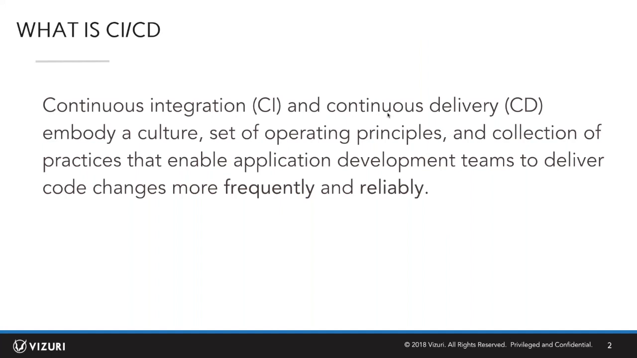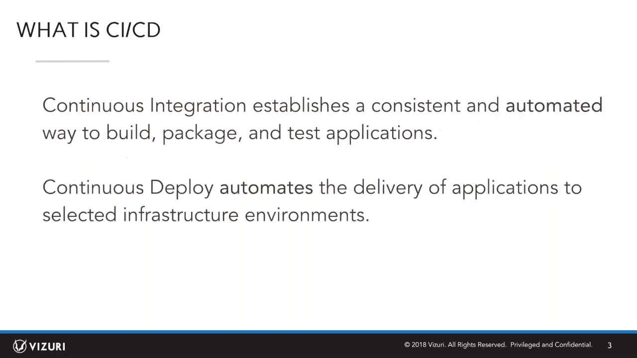So first, let's take a look at what is CI/CD. Continuous integration and continuous delivery, it's a culture, it's a set of principles and collection of practices that enable application development teams to deliver code changes more frequently and reliably. Those last two words, frequently and reliably, are really what we're trying to achieve. A lot of people talk about digital transformation, and really digital transformation is all about this. It's delivering your code more often and in a more reliable fashion. So continuous integration establishes a consistent and automated way to build, package, and test applications. Then you marry that with continuous deploy, and it automates the delivery of applications to selected infrastructure environments.